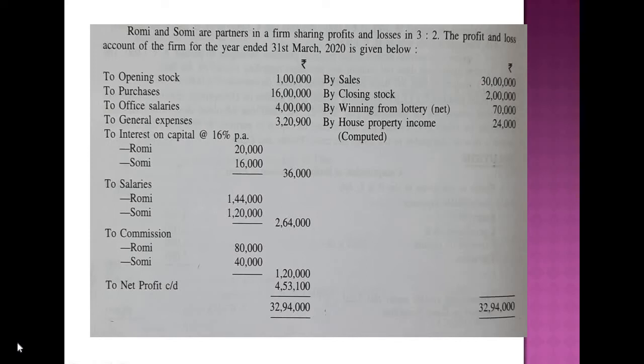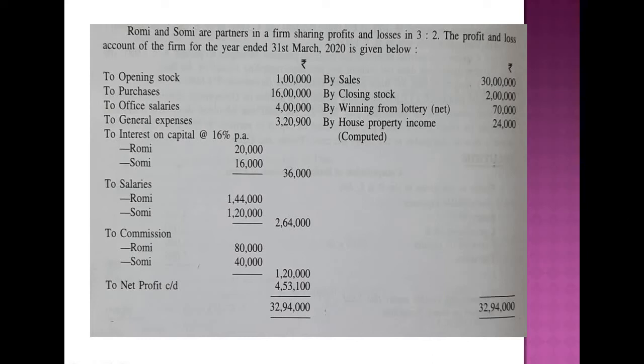Then they have given you the profit and loss account. So from here we have to compute the business income. Now let us look from the debit side of the profit and loss account. So first of all, you have to identify which one will be the inadmissible expenses. So the first one will be the interest on capital, since the interest is over and above 12%. Then we have salary to partners and also commission to the partners.